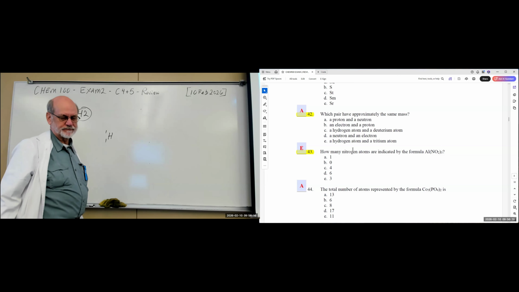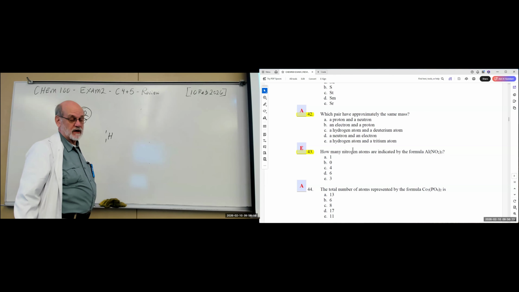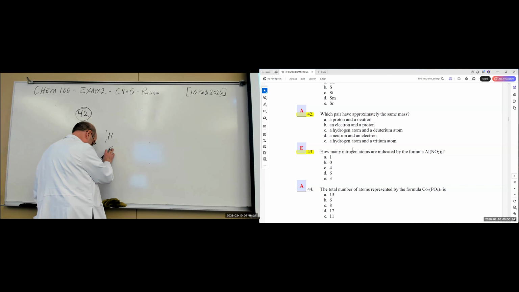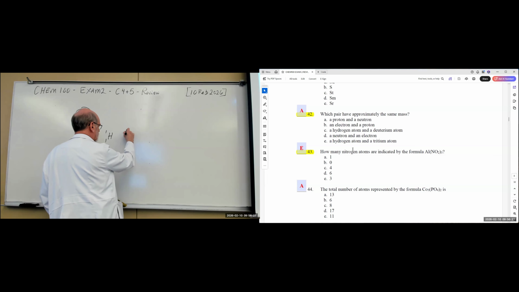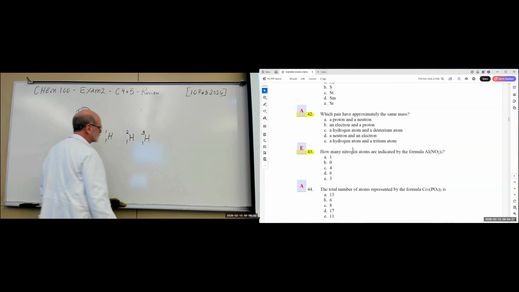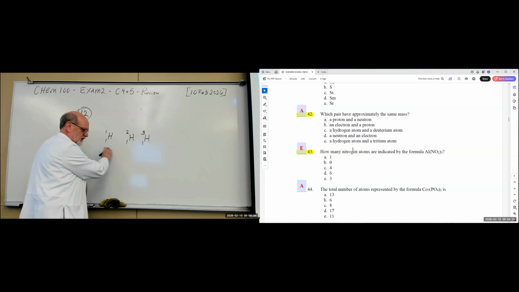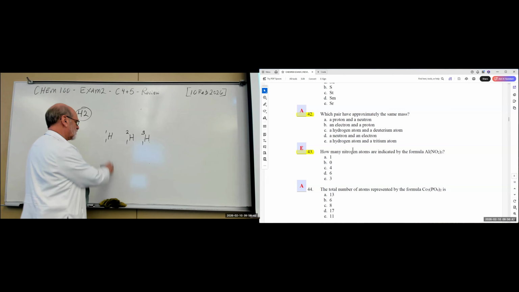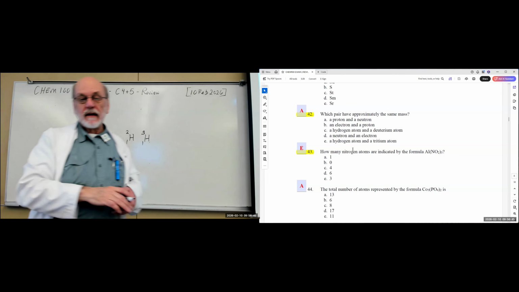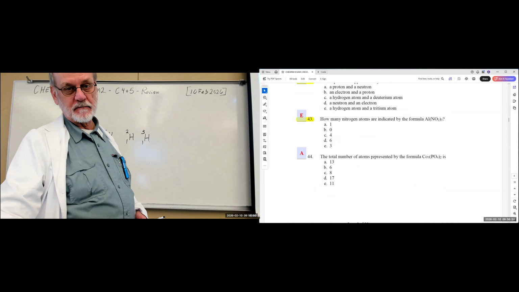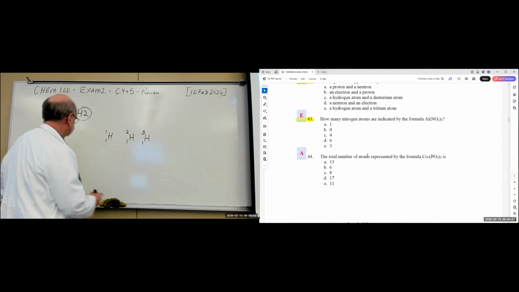I forget what they call the isotope for this one. Deuterium is this. It has one neutron. Tritium is this. It has two neutrons, right? And this one escapes me. Can't remember what they call that one. So our answer is A. Proton and neutron are about the same mass. 43.